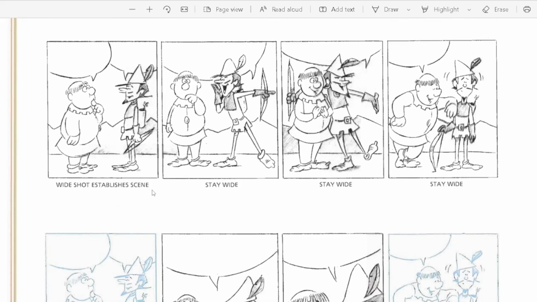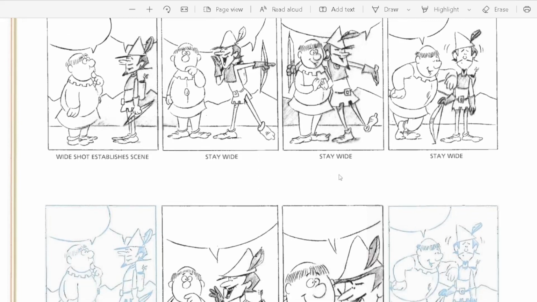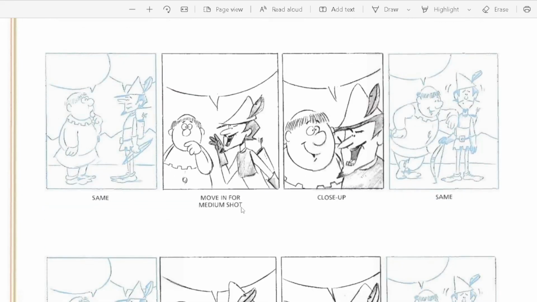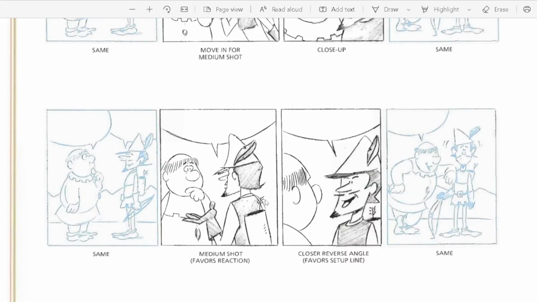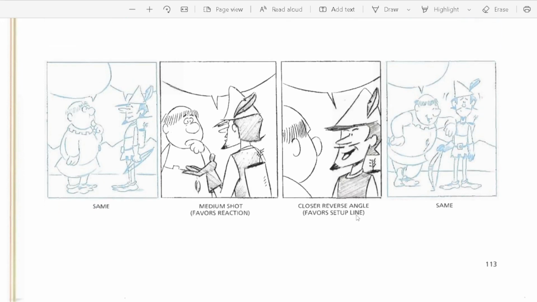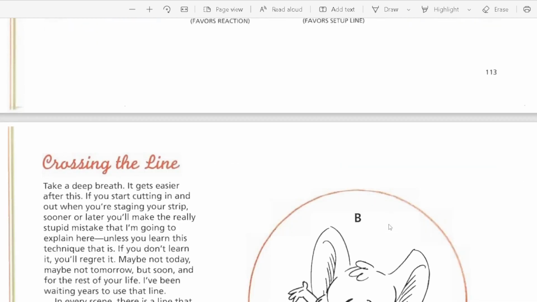Wide shot stabilizes the scene. Stay wide, stay wide, stay wide. Same. Move in for a medium shot. Close up. Same. Same medium shot. Favor the reaction. Closer reaction. Closer. Reverse angle. Favor the setup line. Same.